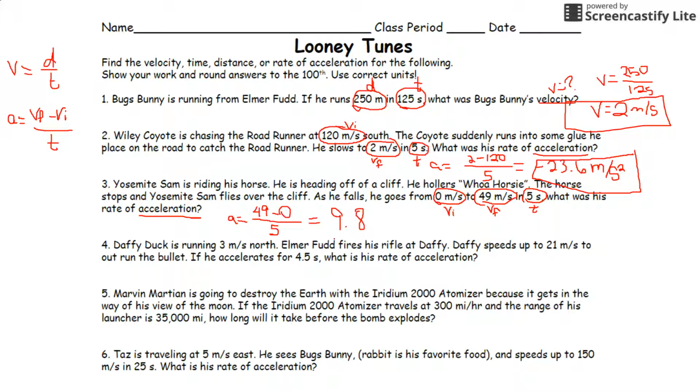And this time I ended up with a positive answer, and that makes sense to me because he's speeding up, right? He's not moving at all at the second that he first starts falling over the cliff. And then by the time he hits the ground, he's going faster. So he has accelerated, he has sped up. So it makes sense that this would be positive. Again, since my units were meters per second for velocity, but this is an acceleration, my units are going to be meters per second squared.